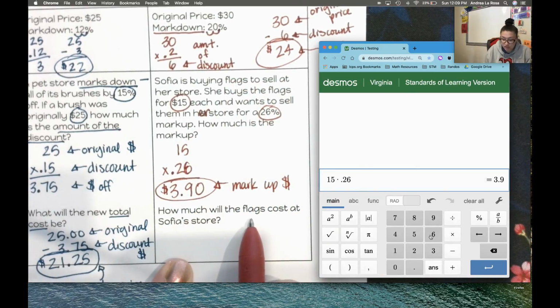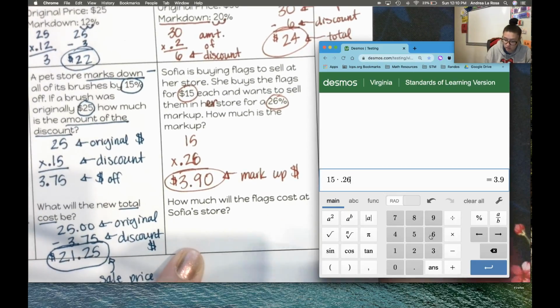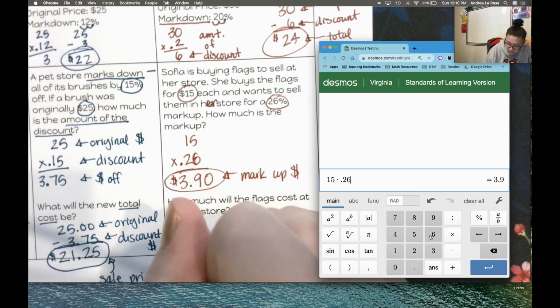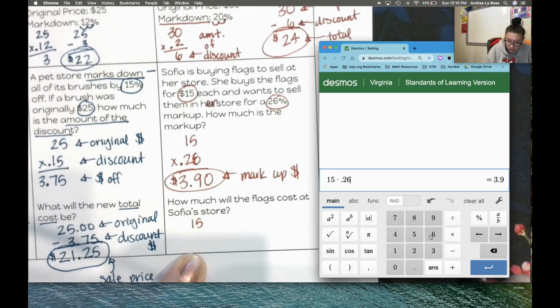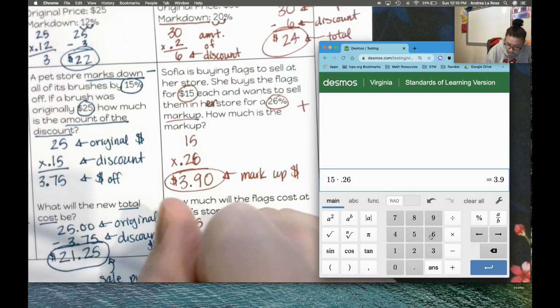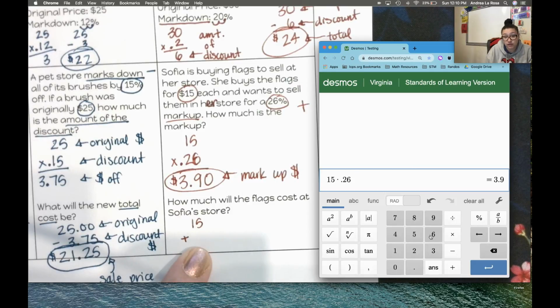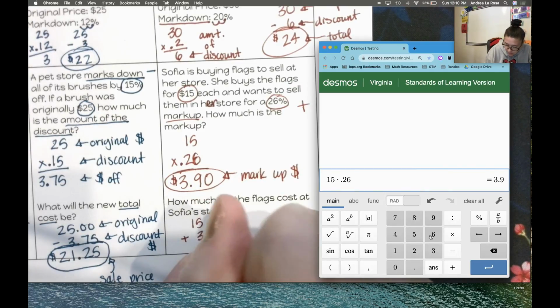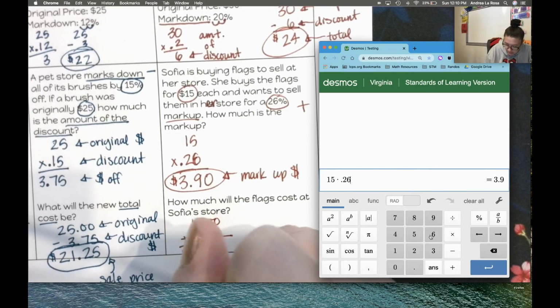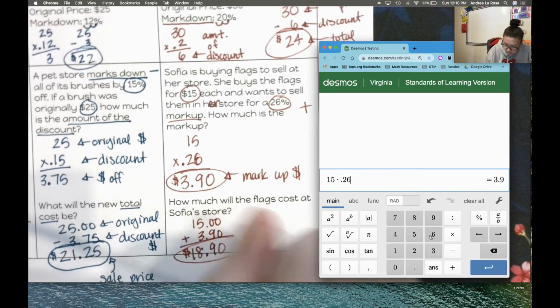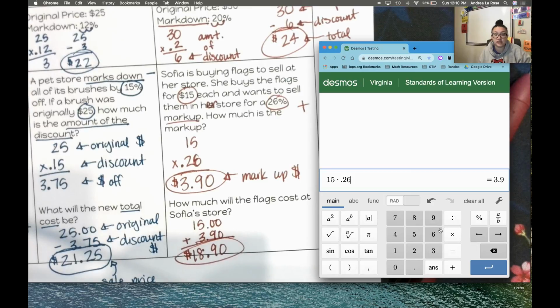And then how much will the flags cost now at her store? We take the $15 and it's a markup. Remember, markup means we're going to add. So the $15 of the original cost plus the $3.90 for the markup means that Sophia's going to sell these flags for $18.90.